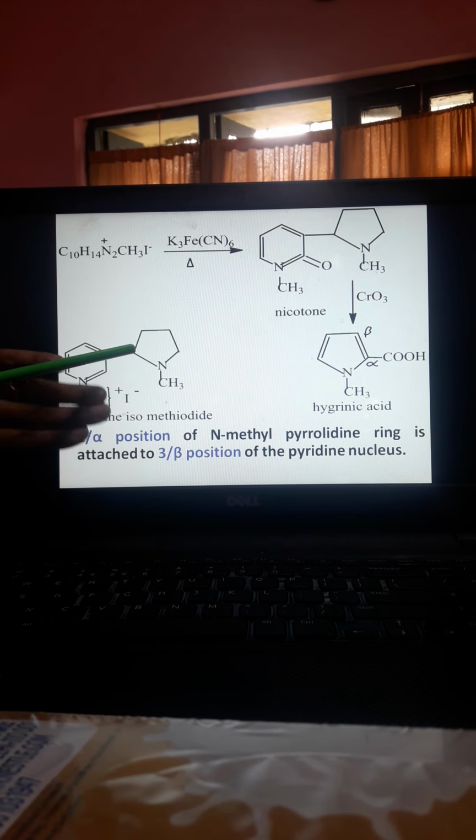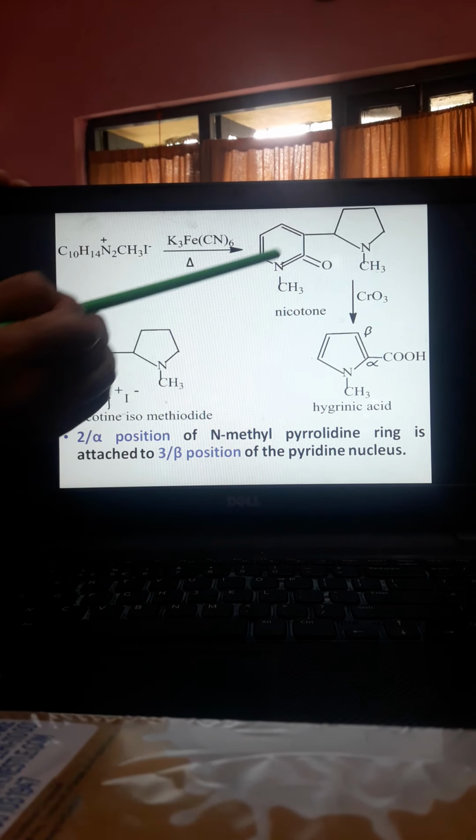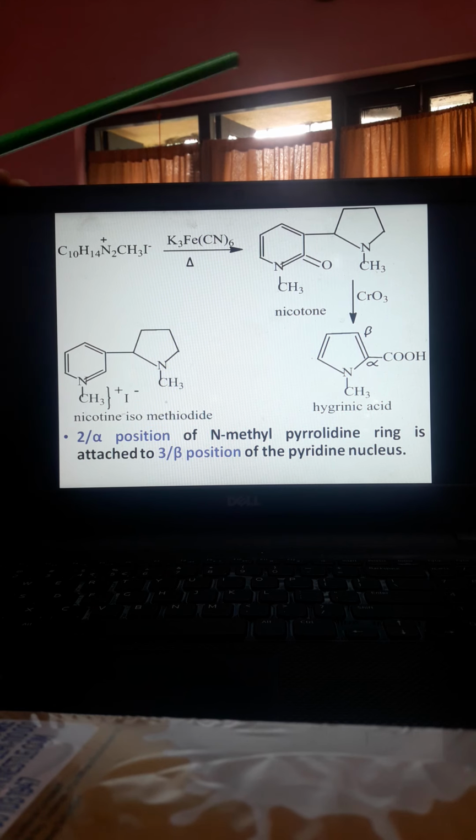Here the 2 or alpha position of N-methylpyrrolidine is attached to the beta or third position, 1, 2, 3, of the pyridine nucleus. So the 2 or alpha position is linked with the third position of the pyridine ring. By that way you can conclude that if the hygric acid is this one, nicotine should have this structure and the nicotine isomethiodide should contain this type of structure.